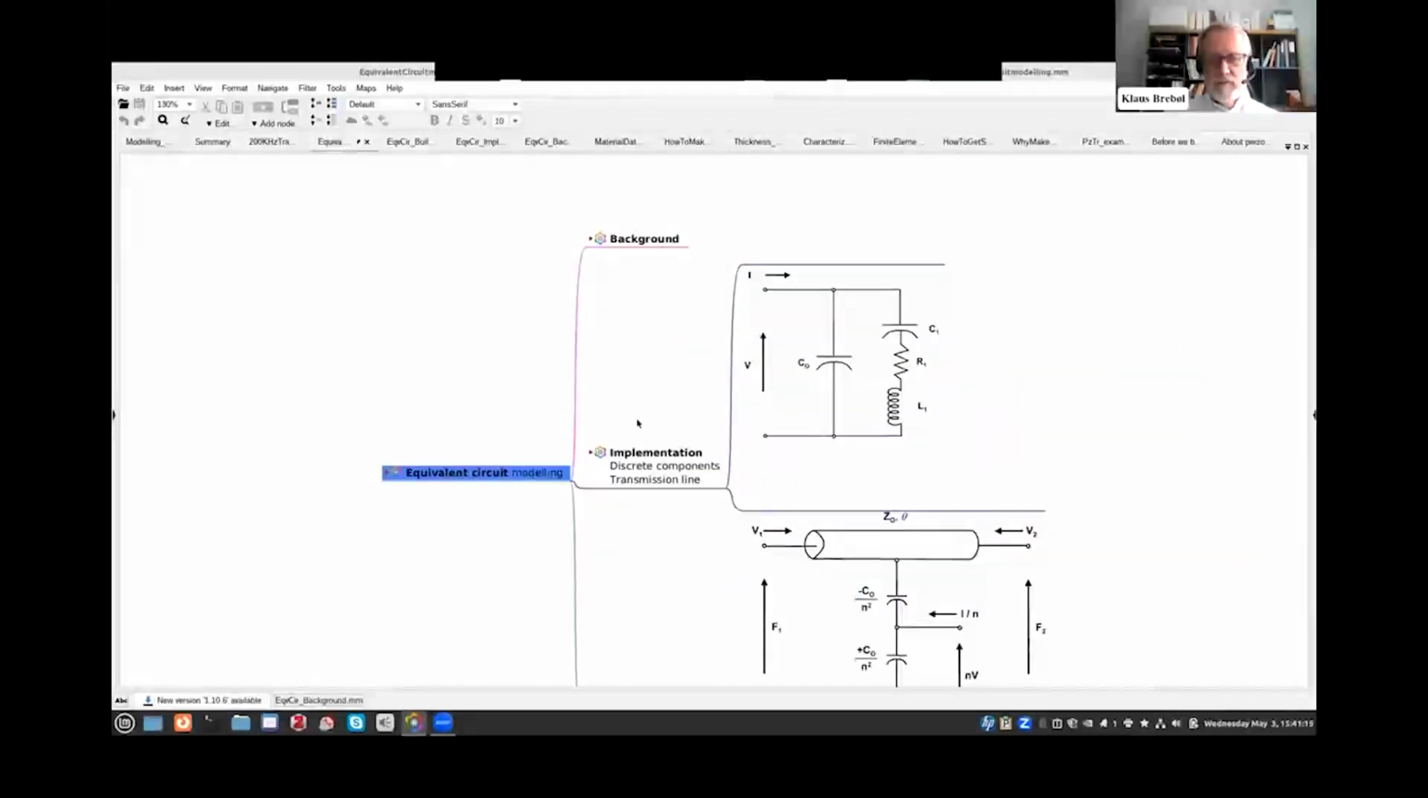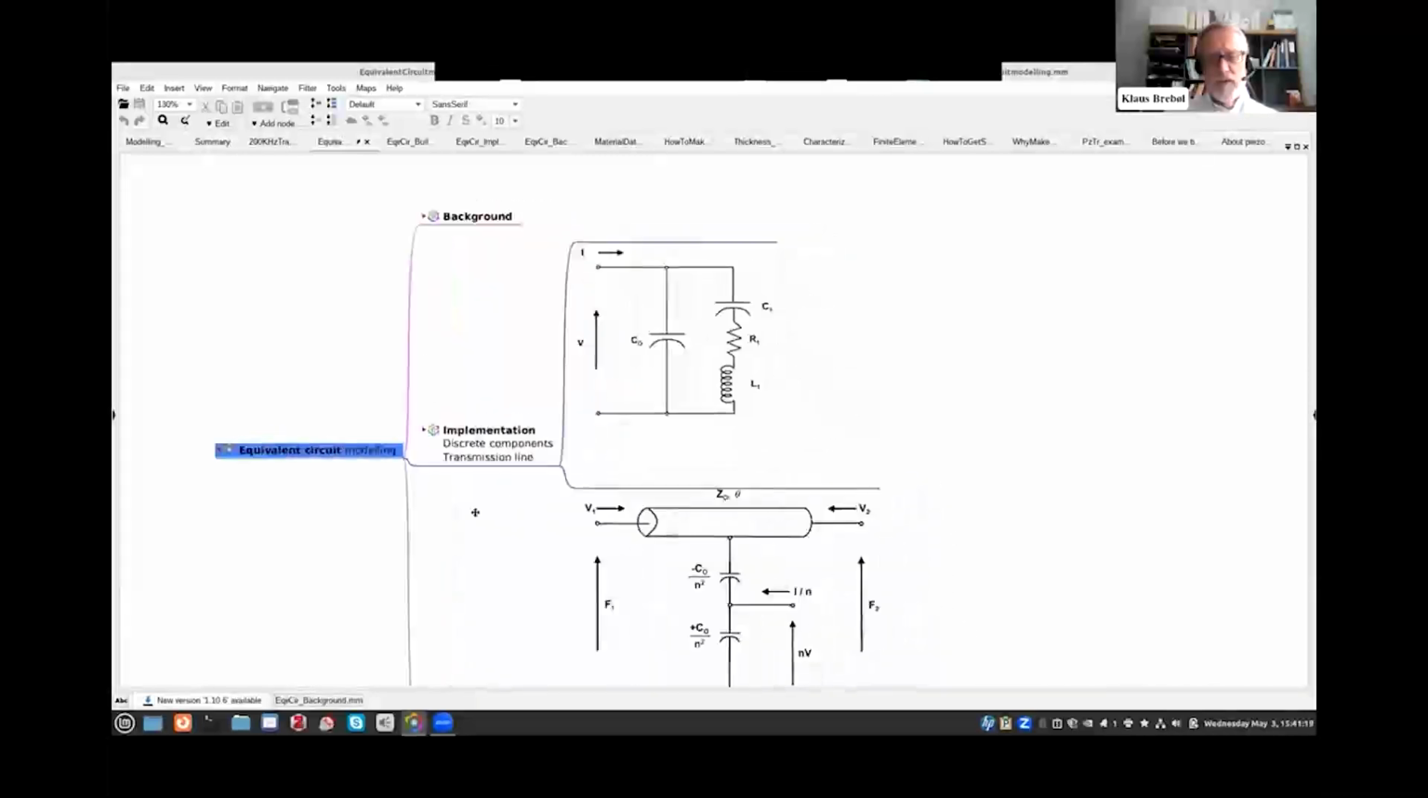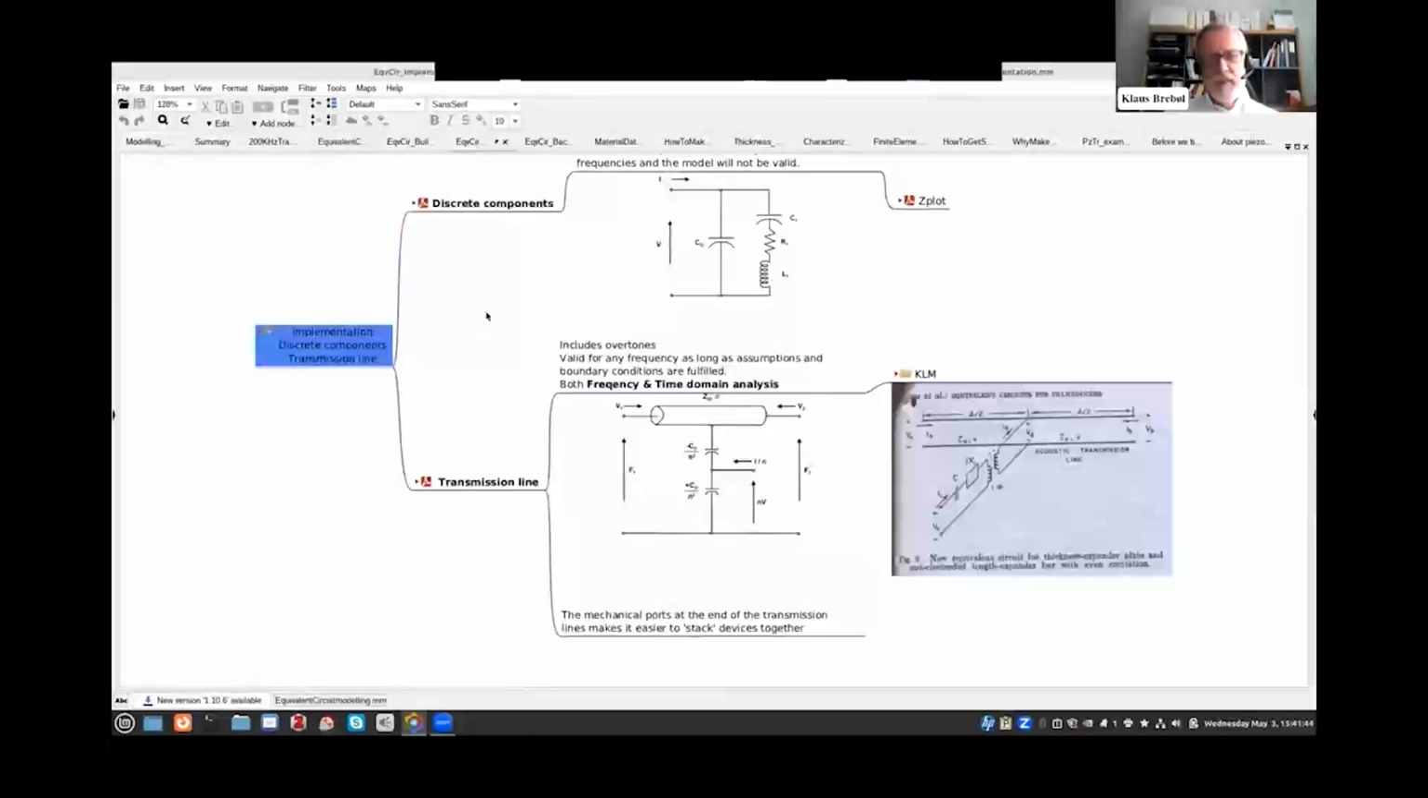That was the background. For the implementation, there are two ways that we normally implement these circuits. One is using discrete components, where we have the resonator as an LC circuit. Or we use a transmission line model. Here we have the resonator as a transmission line.